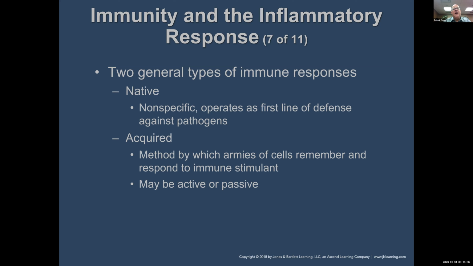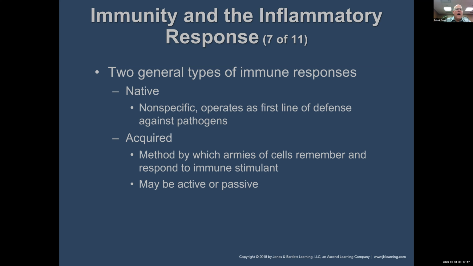Two types of immune responses: native, right? So they're just inherent to us. They're our first lines of defense against pathogens. It's our white blood cells. It's things that we've acquired through our maternal blood supply as we were being created as an infant.